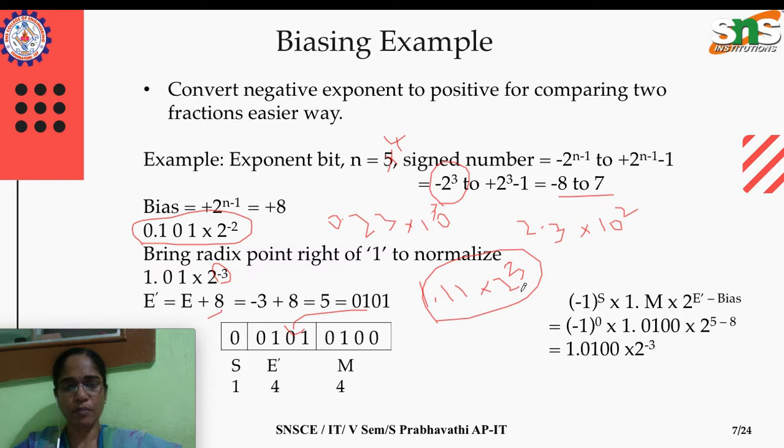If you convert, the given number is already in normalized form, no issue. Then the exponent will be 3 plus 8, which is equal to 11, now positive. Now these two, 5 and 11, get compared, for either addition or subtraction. If we subtract, we will be subtracting these two numbers, or for addition we will be adding these two numbers, is it not? So it will be easier for the computer system to make the comparison in this biased form.